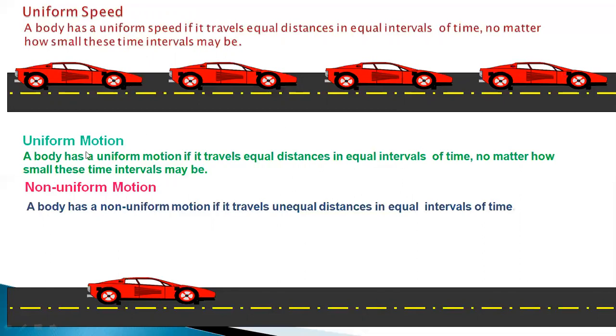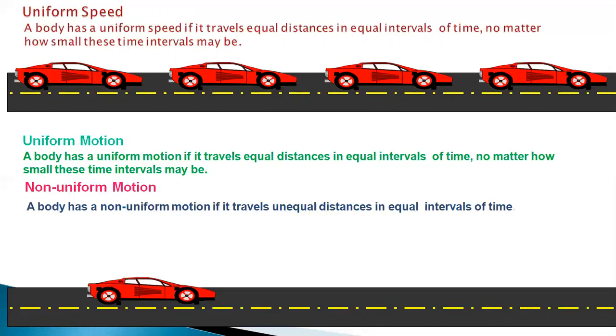And next one is uniform motion. See, a body has uniform motion if it travels equal distance in equal intervals of time, no matter how small these time intervals may be. Again, same. Uniform motion and uniform speed are also the same.